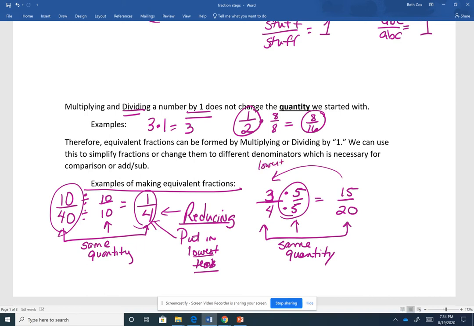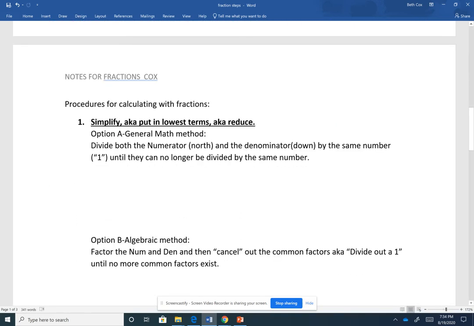Now, why would we do that? Well, sometimes we need to be able to do things in a different format. To be able to add and subtract fractions, we have to have the same format. And so we would do this in order to prepare to add and subtract. So let's keep moving forward.